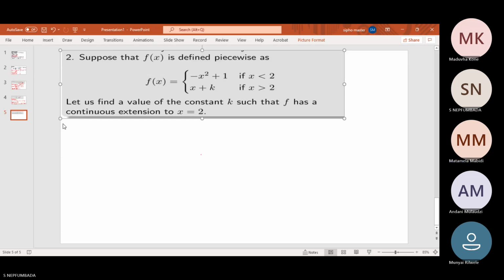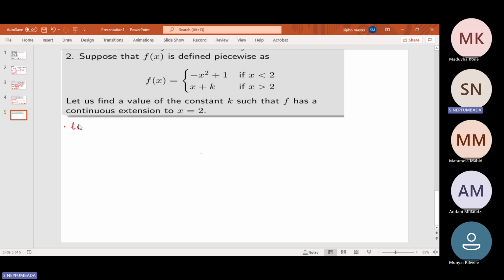Yes. We're going to find what? The limit of x approaching what? 2 from the left of our function f at x. Then we're going to substitute. This is the limit of x approaching 2 from the left. Our function is minus x squared plus 1. Then when we substitute, this is minus 2 to the power of 2 plus 1. Then we get minus 3.